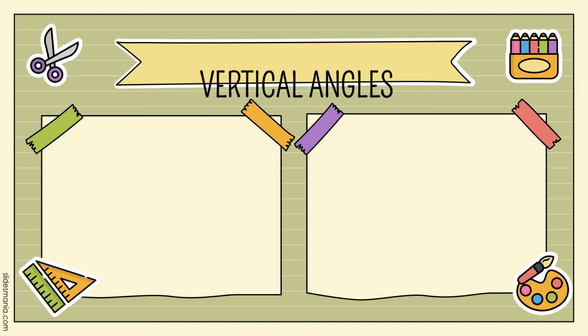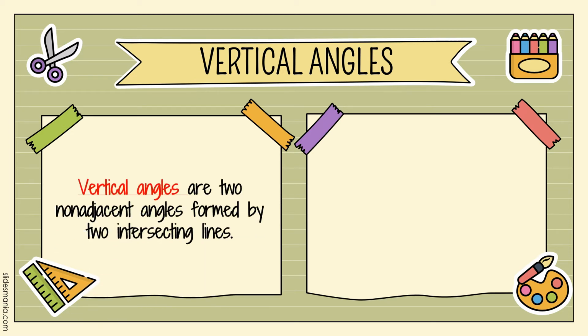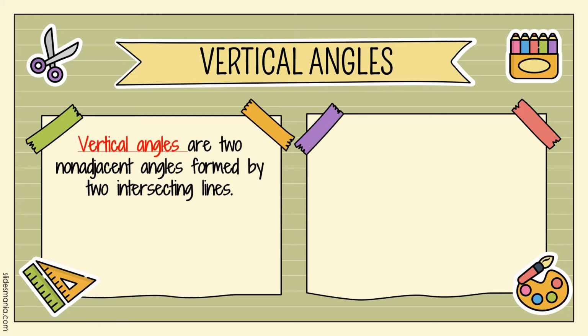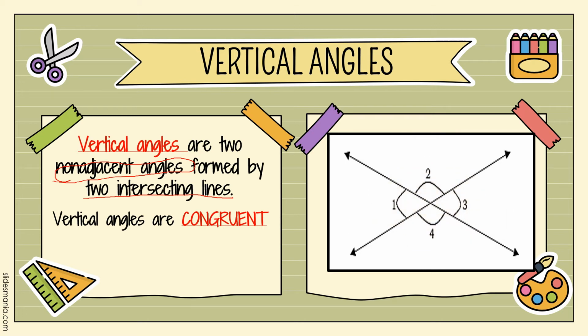Okay, we will now have the next. We have the vertical angles. Vertical angles are two non-adjacent angles formed by two intersecting lines. Take note of that. Two intersecting lines. And they are non-adjacent. When we say non-adjacent, they do not share common sides. Always take note that all vertical angles are congruent. So we have here an illustration.